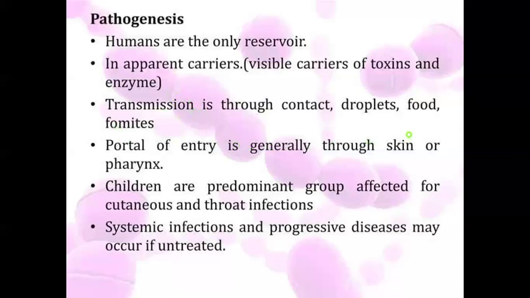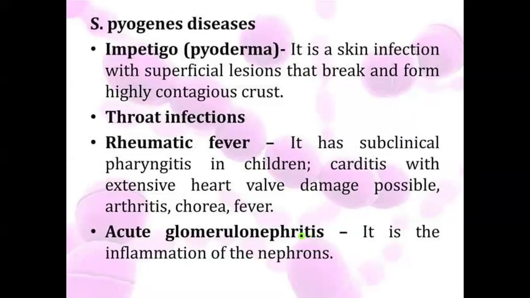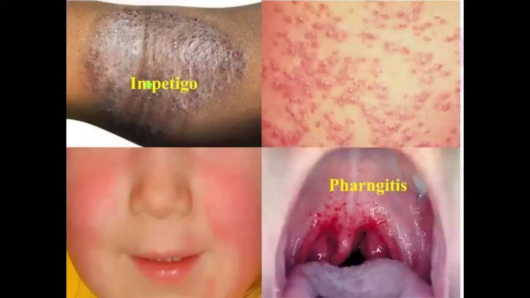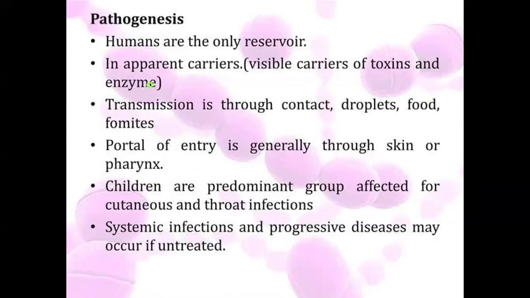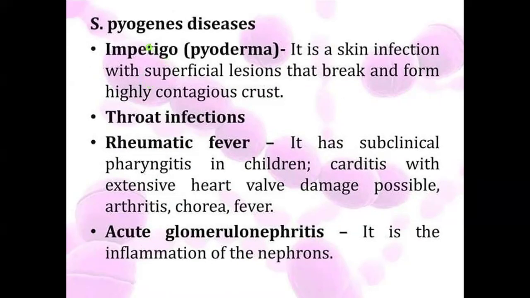The portal of entry is through the skin or the pharynx. Children are the predominant group affected for cutaneous and throat infections. Systemic infections and progressive diseases may occur if untreated. Now, these are the diseases that it causes, but I want to classify them so that you can understand. We can classify them in terms of what toxin caused them. Generally, there's impetigo, throat infections, rheumatic fever, and acute glomerulonephritis.